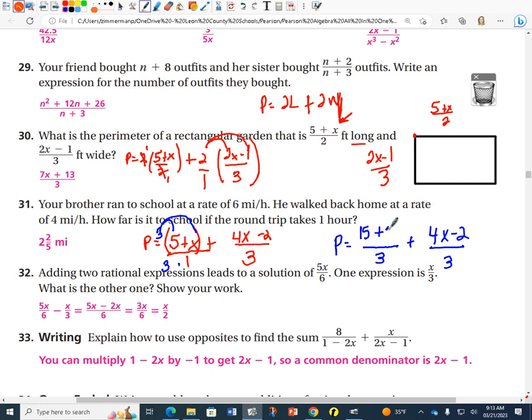Now I have like denominators, so for my perimeter, I'm going to put everything over 3. We're going to keep our denominator, and then we're going to add here 3x and 4x, 7x. 15 minus 2 is a positive 13. So the perimeter is (7 times x plus 13) divided by 3 feet.